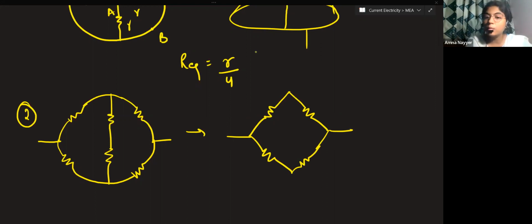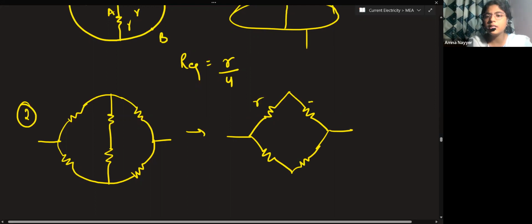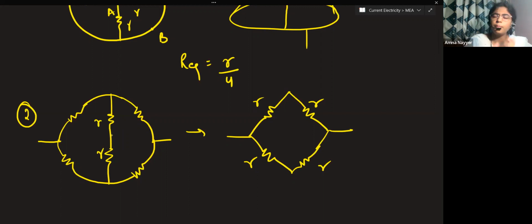If it's a Wheatstone bridge, you have to check whether it's balanced or unbalanced. Now it's a balanced Wheatstone bridge because all of them have the value R. Do you see this? This was R, R. When it's a balanced Wheatstone bridge, no current flows through the middle one. In case of capacitors, we had seen that no charge flowed. In case of resistors, no current flows through it. So if no current flows through it, you can just erase it directly.